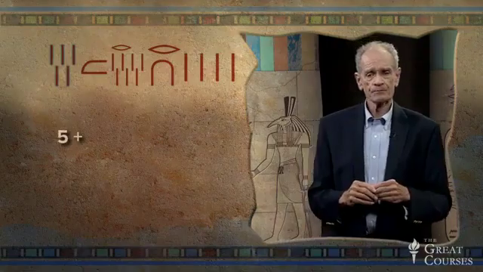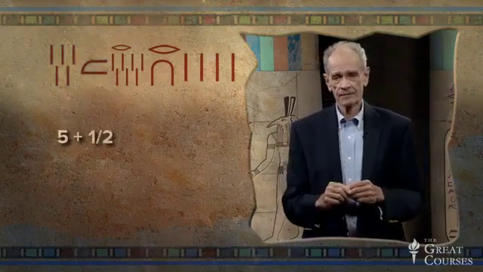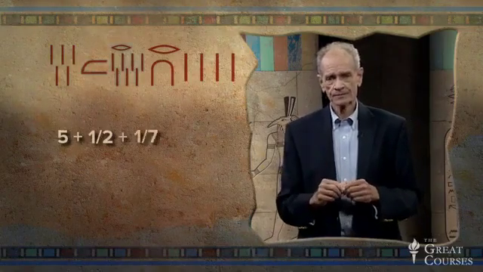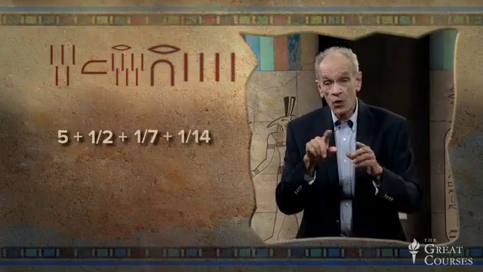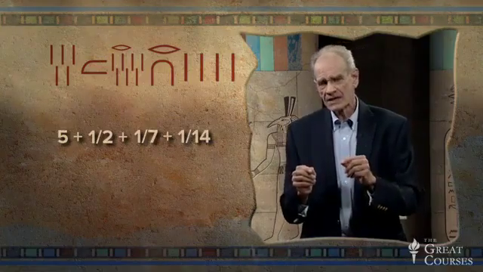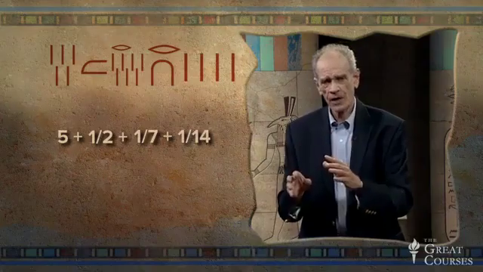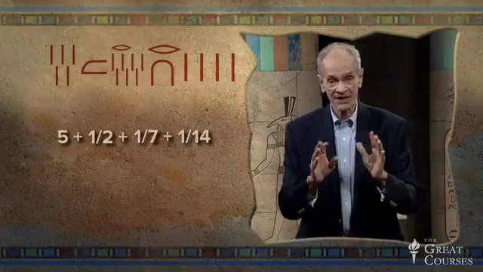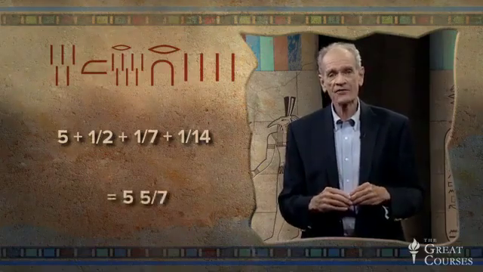Okay, let's continue. Next is the special fraction for 1/2. It's followed by the fraction 1/7, and that's followed by the fraction for 1/14. See the hoop and the 4 strokes? So that means we have a number 5 plus 1/2 plus 1/7 plus 1/14. Remember, there's no and or plus sign in Middle Egyptian. Our number is equal to 5 5/7.